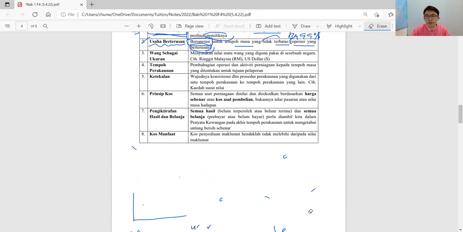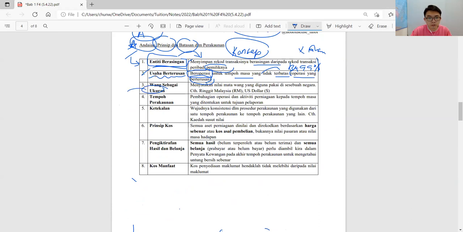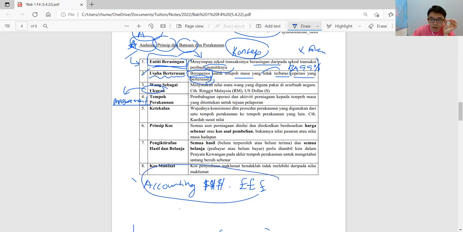Okay, this is very simple. Just by reading the term itself, wang, and then sebagai ukuran, meaning, what is ukuran? Ukuran means measurement. Okay, and for us to perform untuk buat accounting, and accounting is all about money. If you don't like dollars, maybe you can try pound. Okay, it's all about this duit, money, wang. Okay, so in order to buat satu accounting yang complete, okay, yang penuh, yang siap punya, kita mesti berkaitan dengan nilai wang.